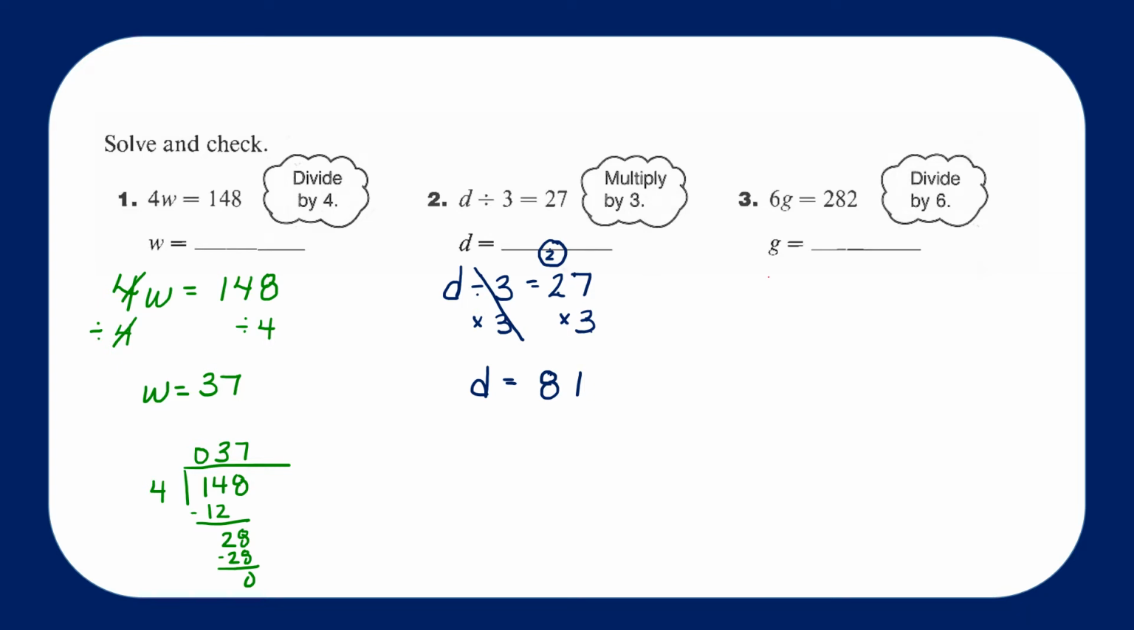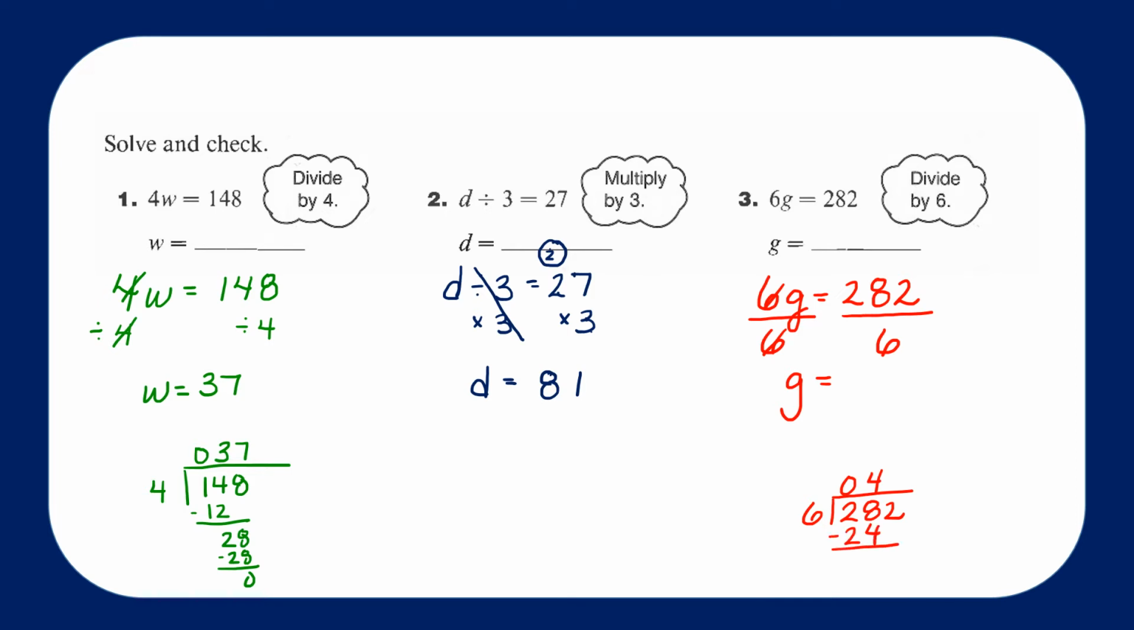Question number 3, 6 multiplied by g equals 282. Another way to show division is with a fraction bar. So I'm going to divide by 6, that cancels each other out. G equals 282 divided by 6. 4, 24, 42, 7, 42, 0. So G equals 47.